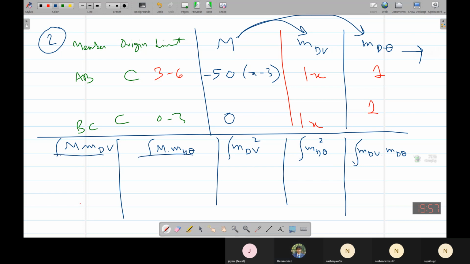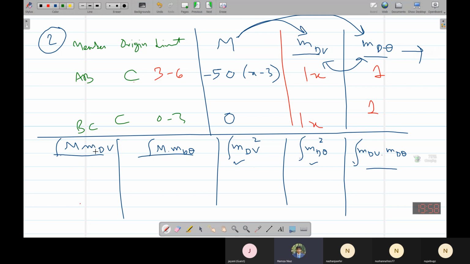Okay. Then we have squared these individually. We have this one squared and this one squared. And finally, we multiply this one with this one and we get this one. Okay, these 5 columns. We have to just put this in a calculator and integrate it. Alright.